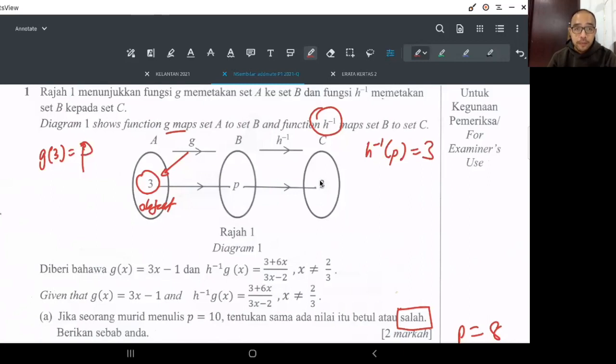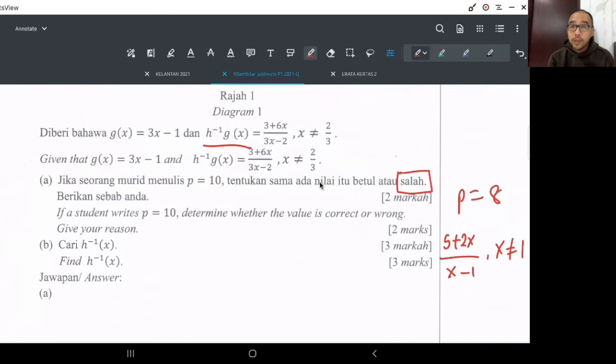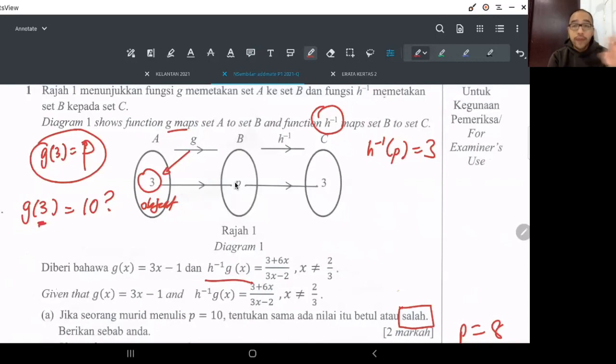You're given that g(x) is 3x minus 1, and you are given the composite function, h inverse g, which is very long at the side over there. The question is, if a student writes p equals 10, determine whether the value is correct or wrong. So is g(3) equal to 10? Is it correct or is it wrong? How would you determine what the value of g(3) is? From this one, g(3) is p. So when you substitute 3, whatever value you get, you should get p. Is the answer 10 or not?